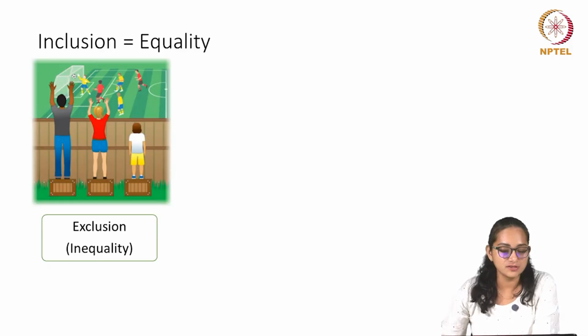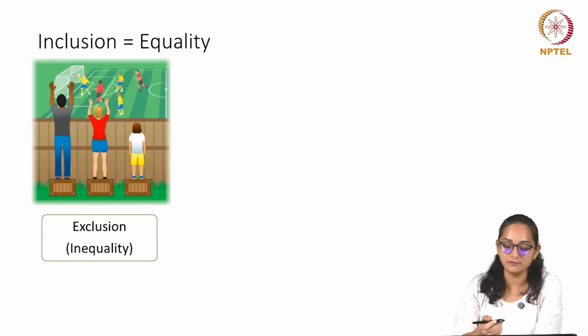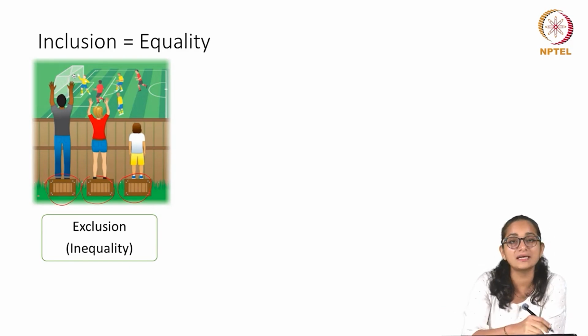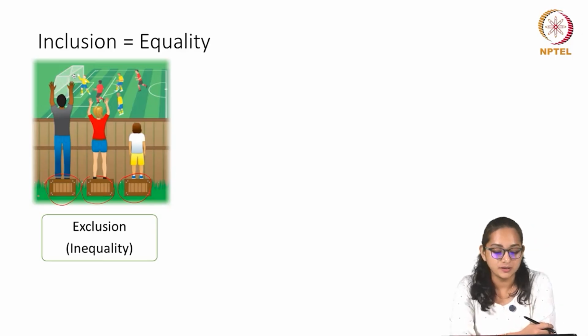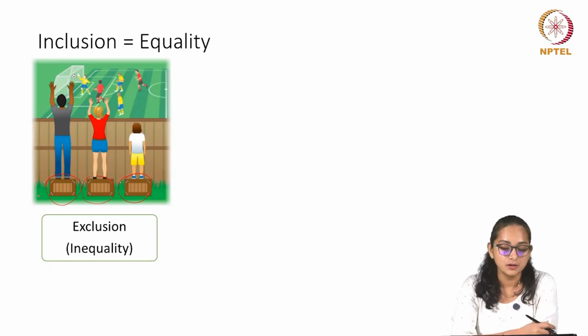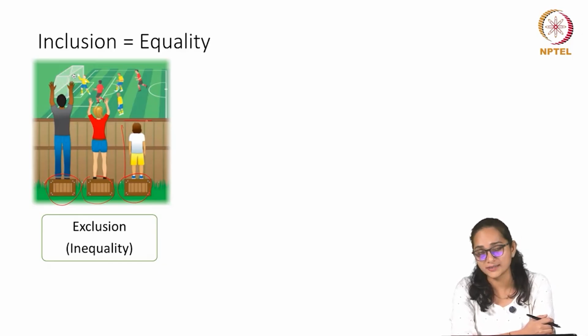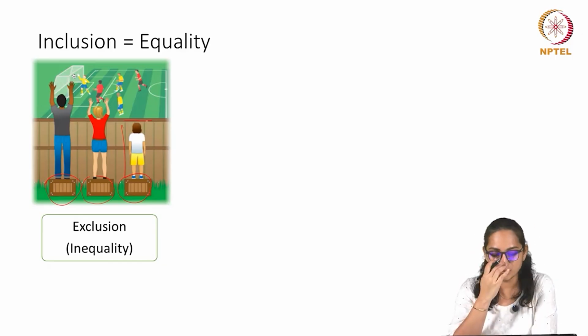Just imagine a scenario where there are three diverse people, having varied heights, and they want to access a football match. They want to see it all, and all three of them are given assistive technology to help them, which is exactly the same for all three of them. It is definitely exclusion, because the shortest one, despite having that solution readily available, is still not able to access. So it is still inequality.